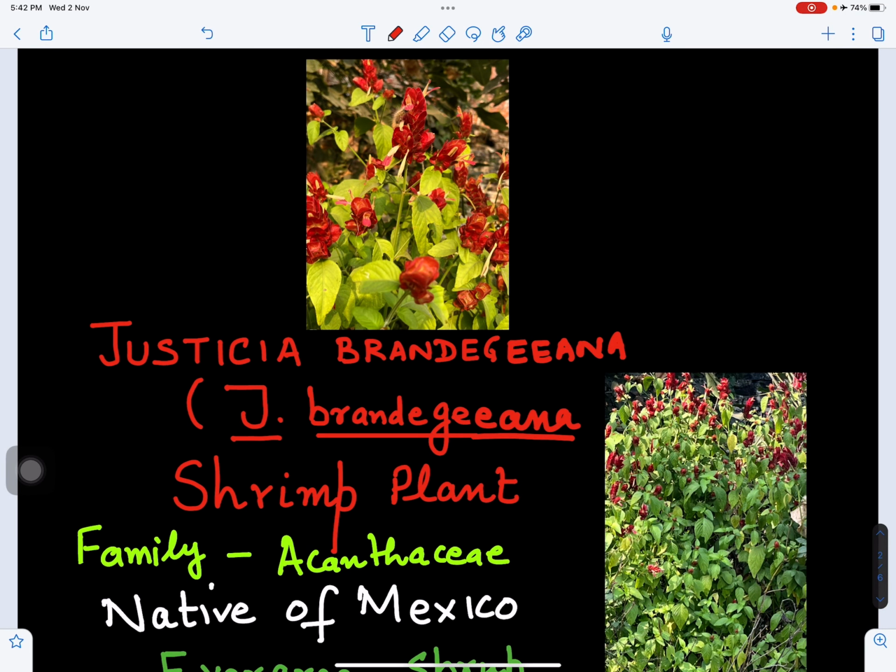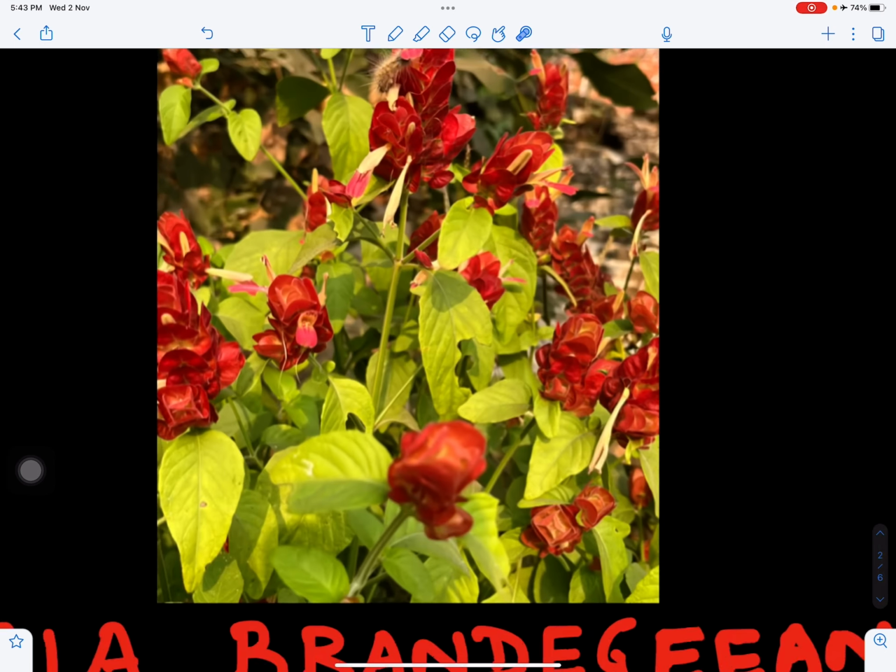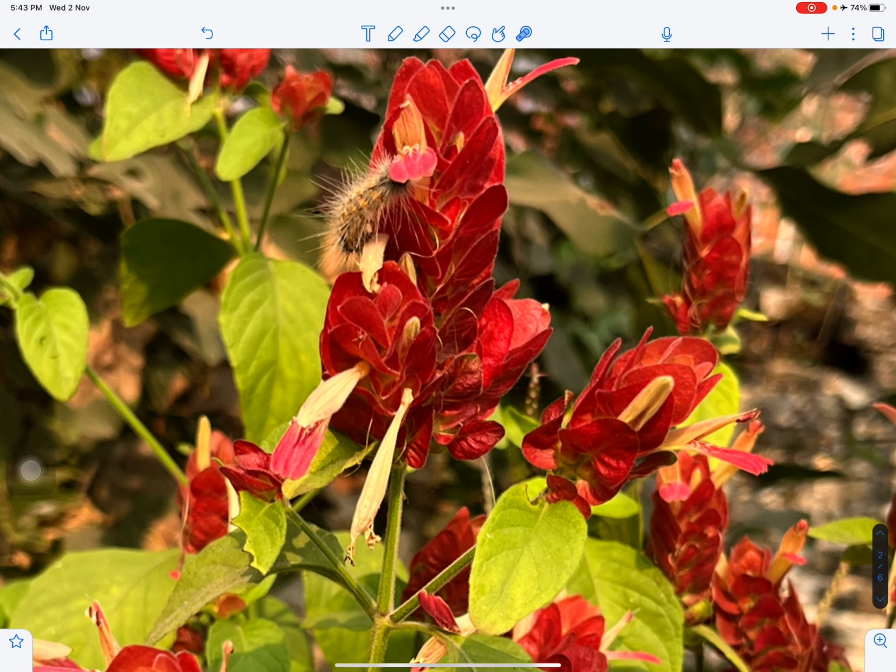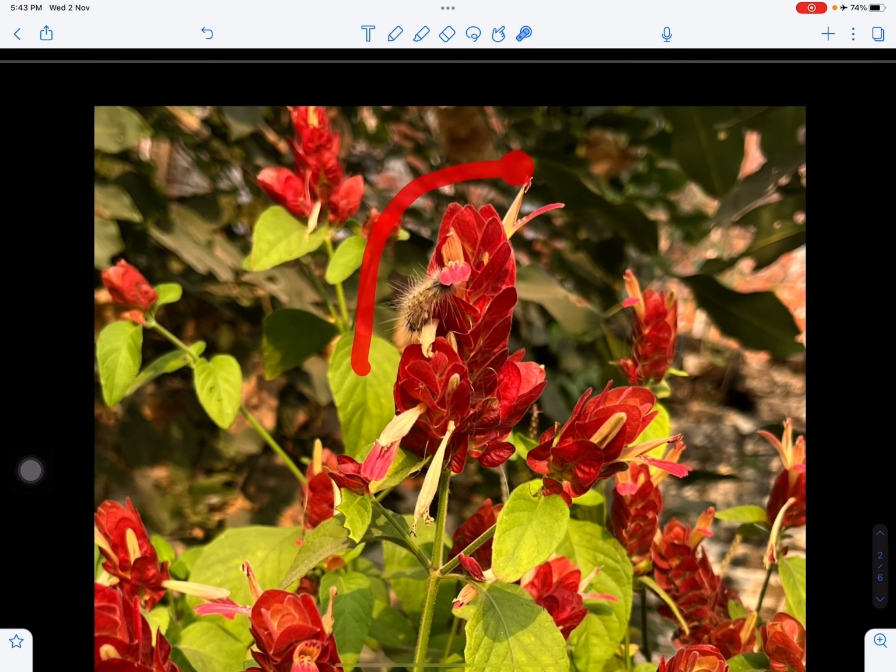In this video, we will discuss the flower of Justicia brandegeeana. Justicia brandegeeana is also known as shrimp plant. This belongs to family Acanthaceae and this is a native of Mexico. So this is also called Mexico shrimp plant. If we see the plant, we can see this part of the plant is looking like a shrimp.